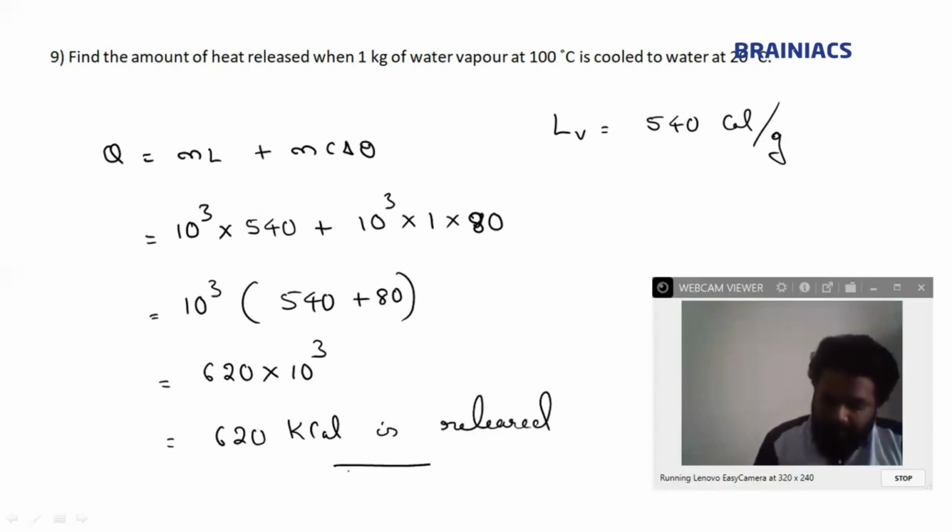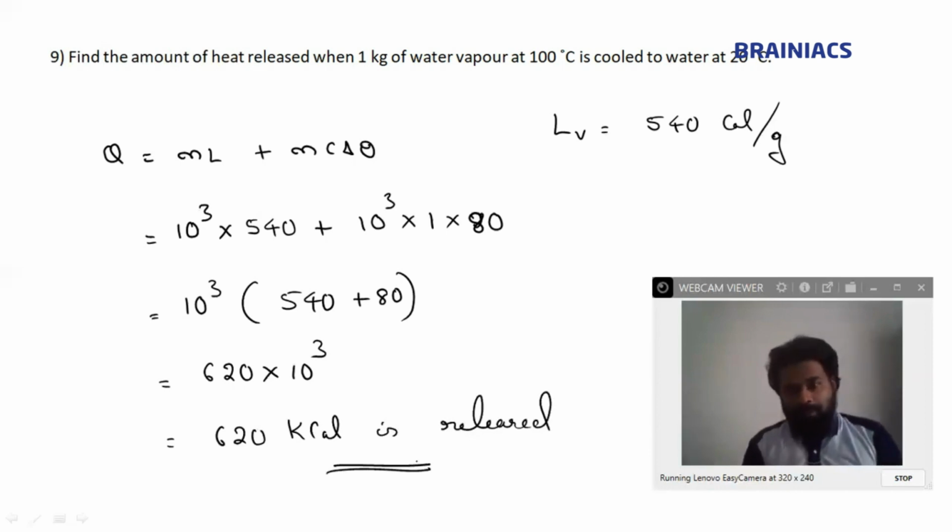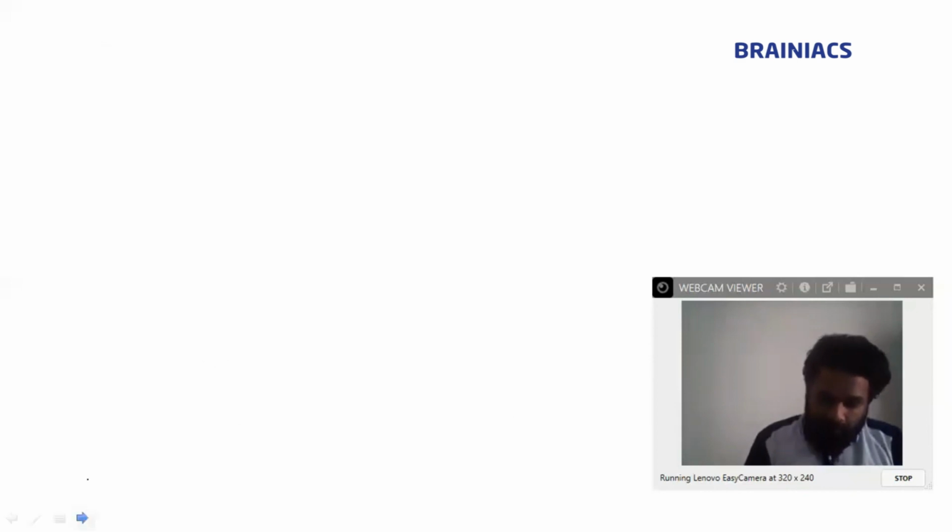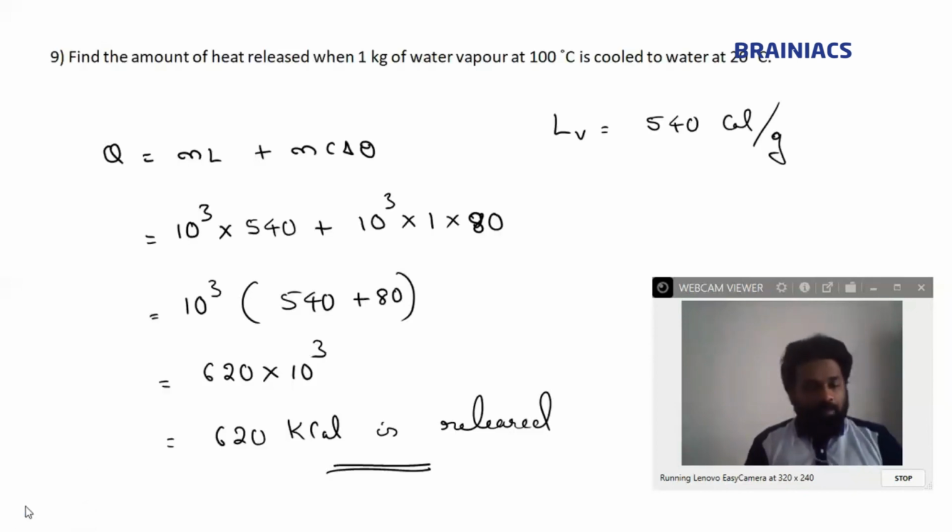Heat is released when this conversion happens. So now latent heat is also there, specific heat is also there, change in temperature is also there, change in state is also there. Slowly the complexity is increasing. Clear? Hope you understood. Shall we move to the next problem?